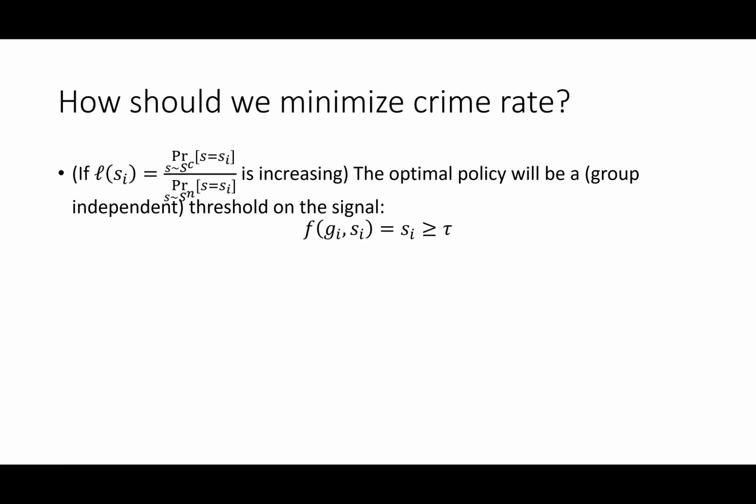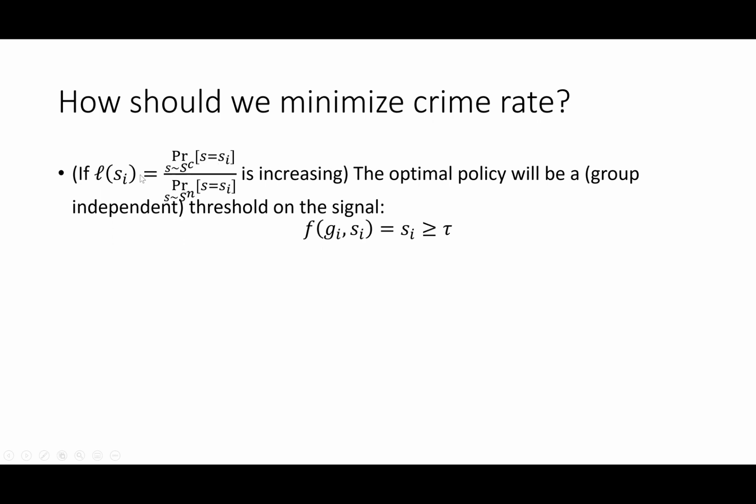Okay, and so to see this, let's make a simple observation. In general, these incarceration rules could be complicated. They don't have to be deterministic. There could be probabilities of incarceration as a function of the signal. But one thing that's true is that if our signal distributions satisfy the natural property that higher signals always make it more likely that you've committed a crime, right? So if I look at the odds ratio of the signal, the probability of seeing that signal if you committed the crime compared to the probability if you didn't commit the crime.